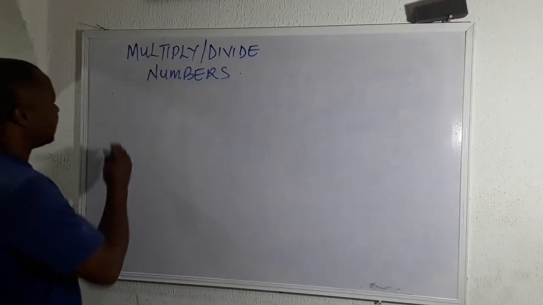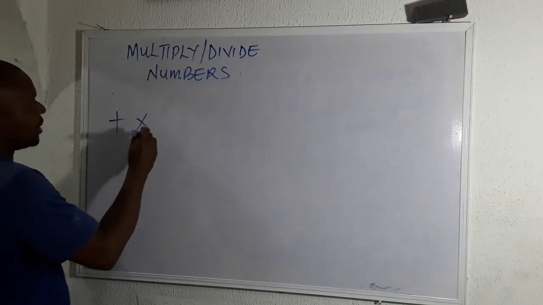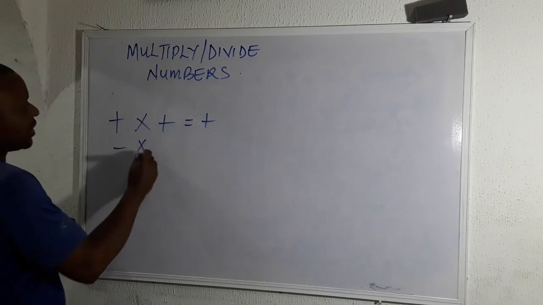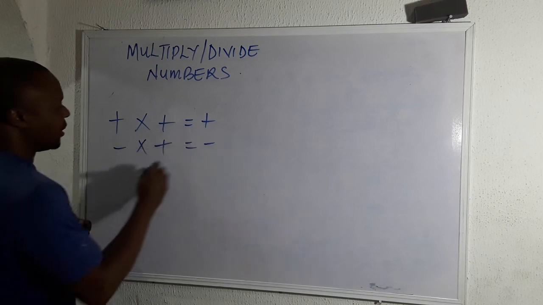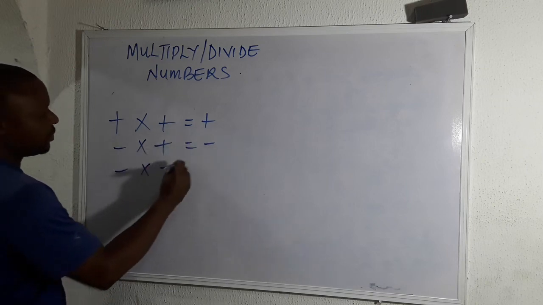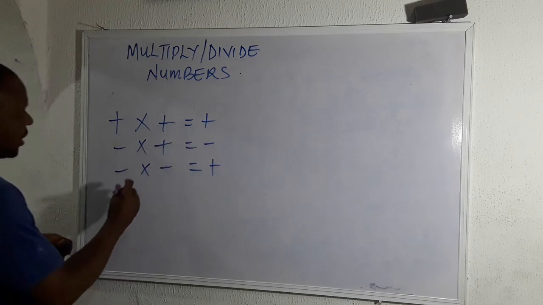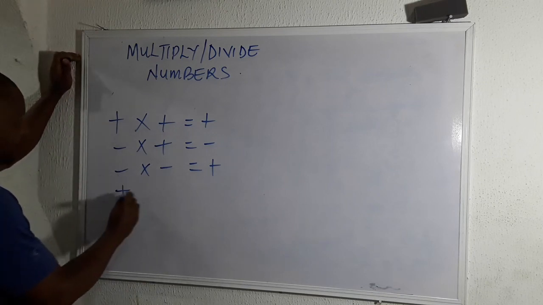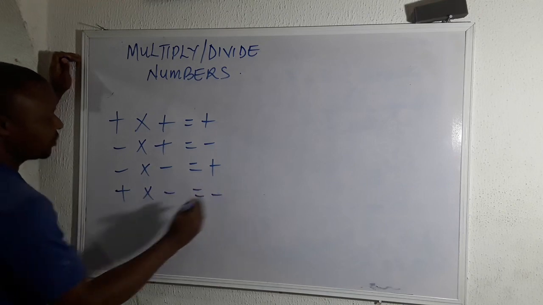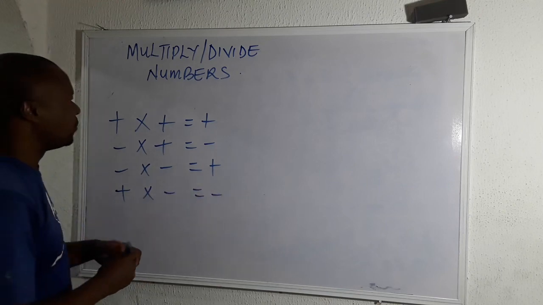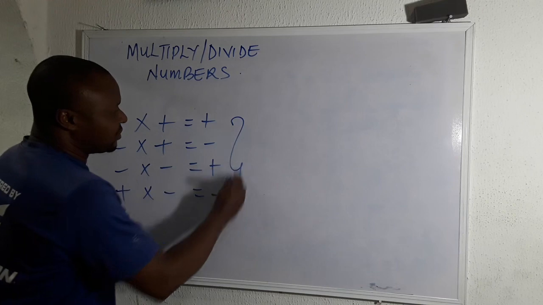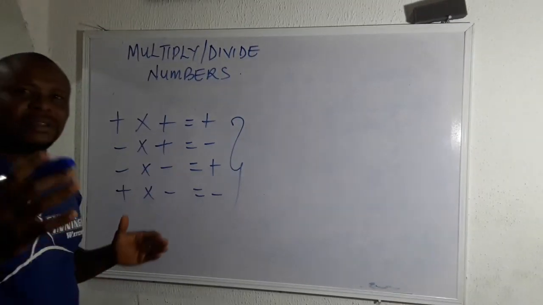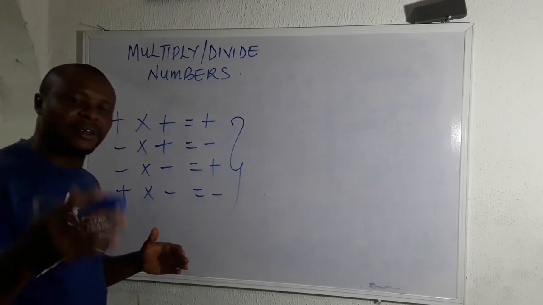Now, in mathematics, plus times plus will give us a plus, minus times plus gives us minus, minus times minus will give us plus, and the last one will be plus times minus will give us minus. Now, it is important we understand this. Now, let us see how we multiply numbers in mathematics.